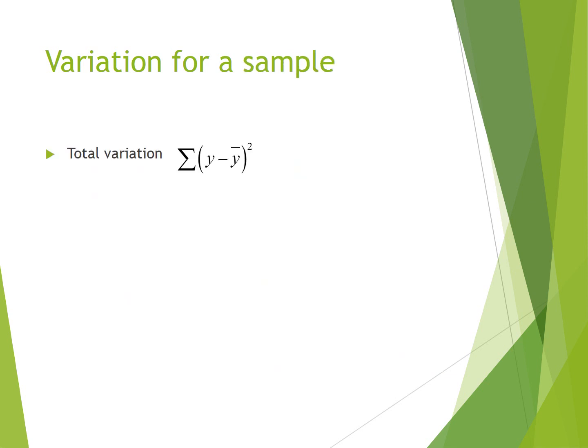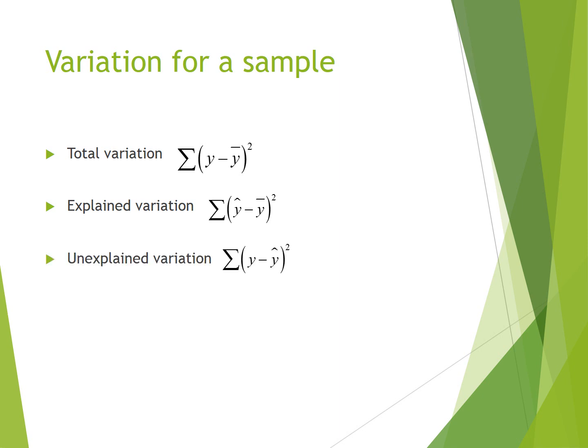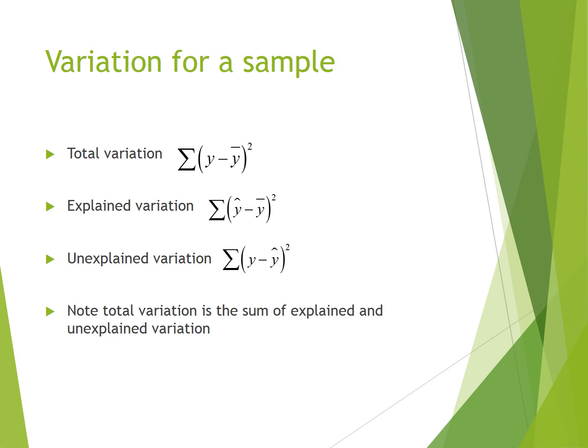Variation is found with this formula: y minus y bar, quantity squared. The explained variation is found by summing y hat, which is the predicted value from the equation, minus the mean, squared. The unexplained variation is the y from the sample minus the predicted value in the model. Note, total variation is the sum of the explained and the unexplained.